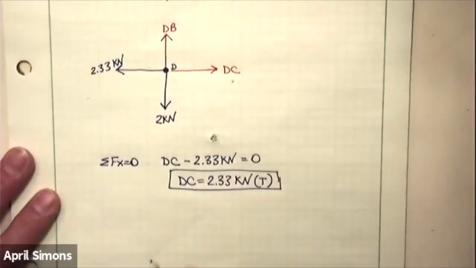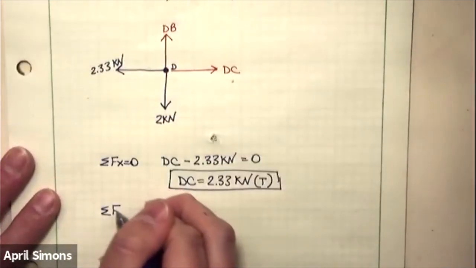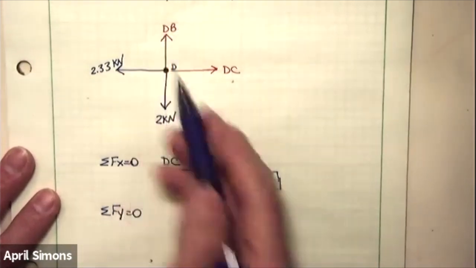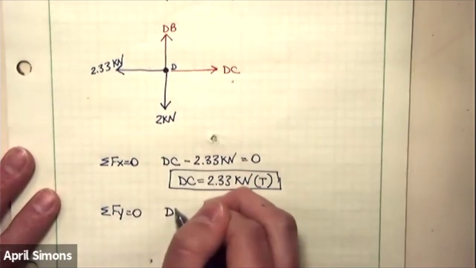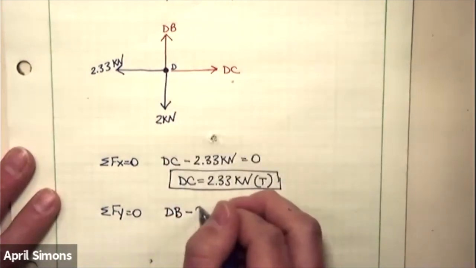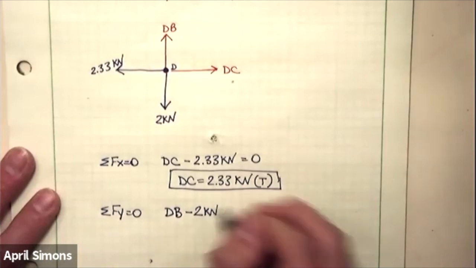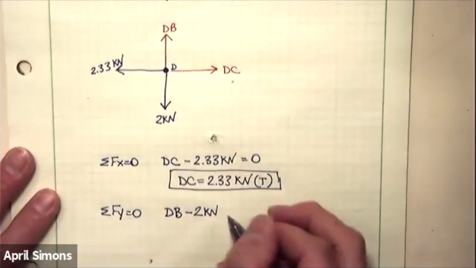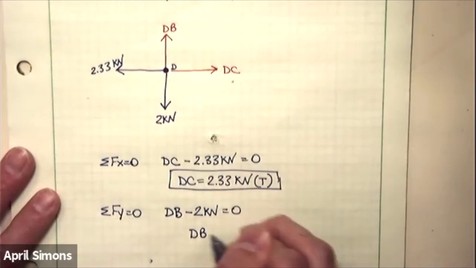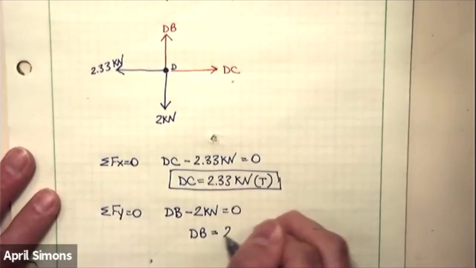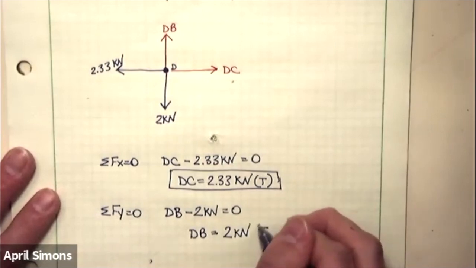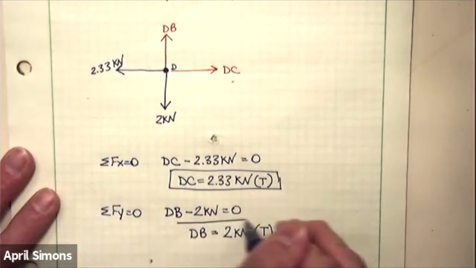DB, we take the sum of the forces in the Y to get DB. So DB is drawn up, so it's positive. Minus 2 kilonewtons applied here equals 0. So DB is equal to 2 kilonewtons positive. So DB is also in tension.